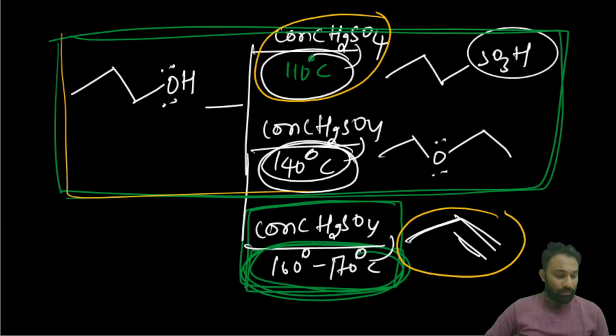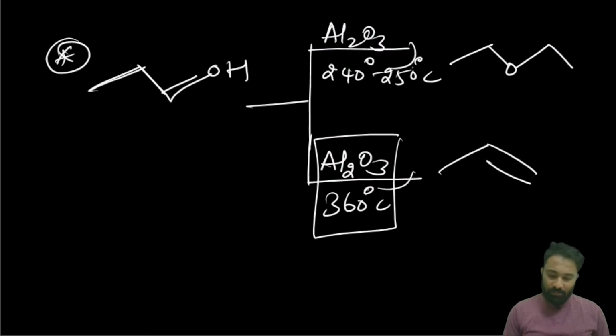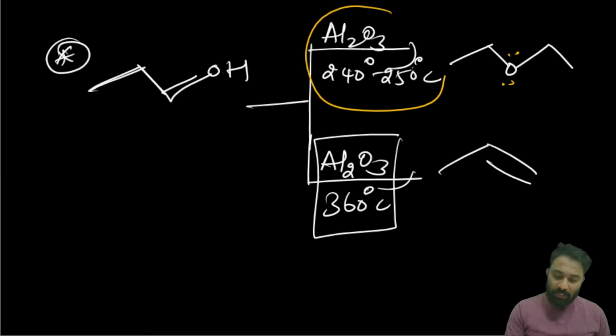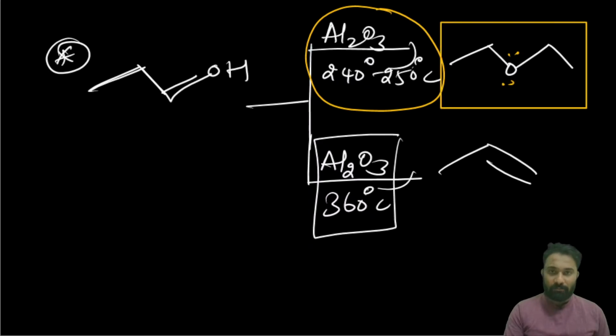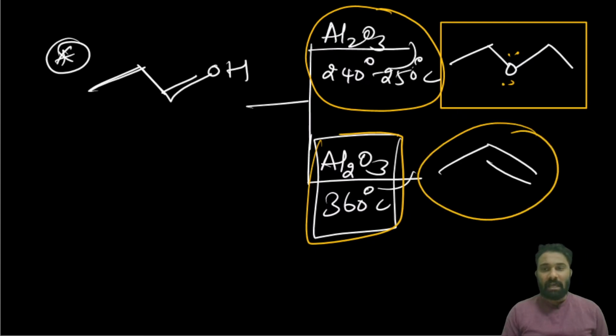Carbocation. Okay, good. Then will that carbocation rearrange in the reaction? Carbocation will rearrange. Okay, good, done. Clear? Now we'll see another type of reaction also. You have to be very careful. If Al2O3 at low temperature is given, it is converting into which one? Ether. If Al2O3 at high temperature is given, what is it giving? It is giving the alkene. This is also one important reagent.